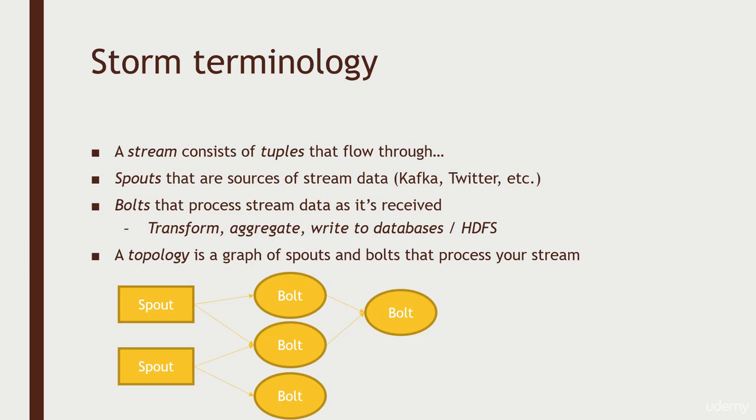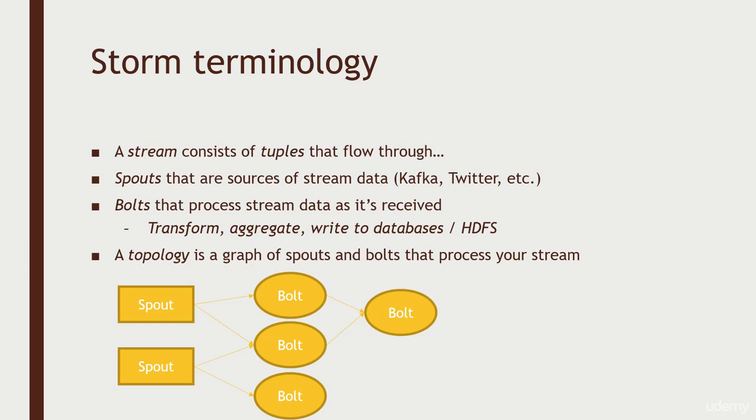Now, your stream originates from what it calls a spout in Storm. So spouts are your sources, and that could be coming from Kafka or Twitter or some database connection or some TCP port or whatever you can code against. Basically, you can write your own spouts that get data from wherever you want. But a spout is where the data is input into Storm for further processing.